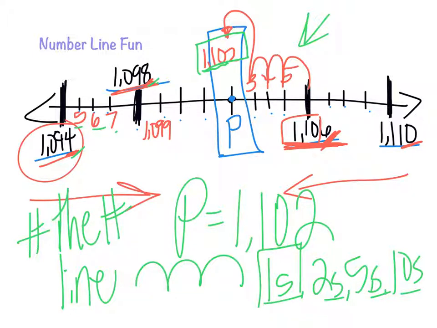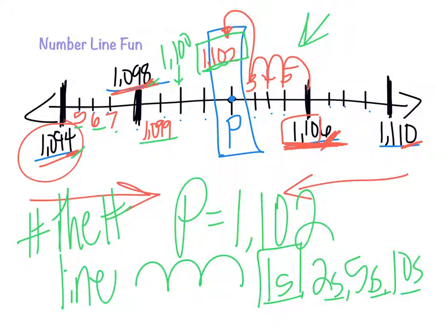Some kids get stuck right after here, but they don't need to. You know, after 99 comes 100. So I could have written 1,100 for this one. Then, what comes after 0?